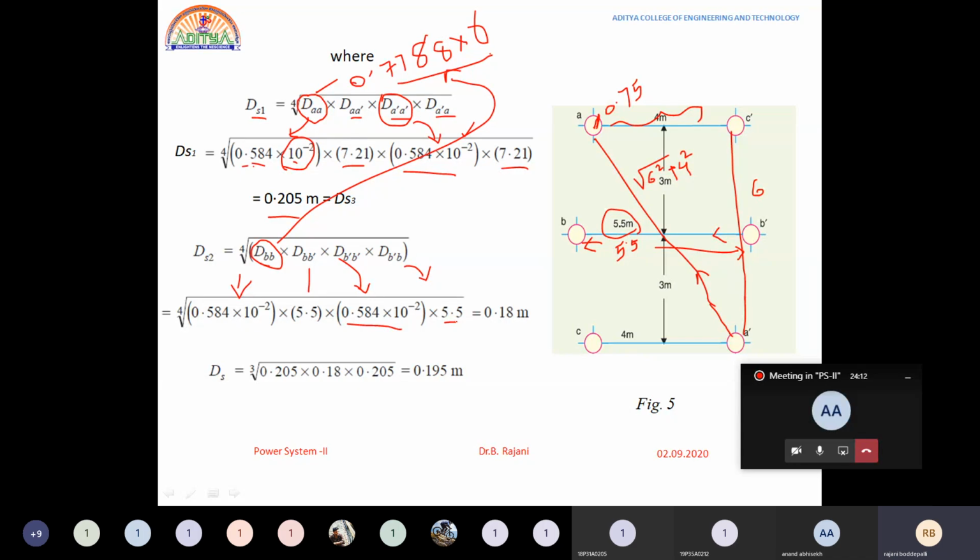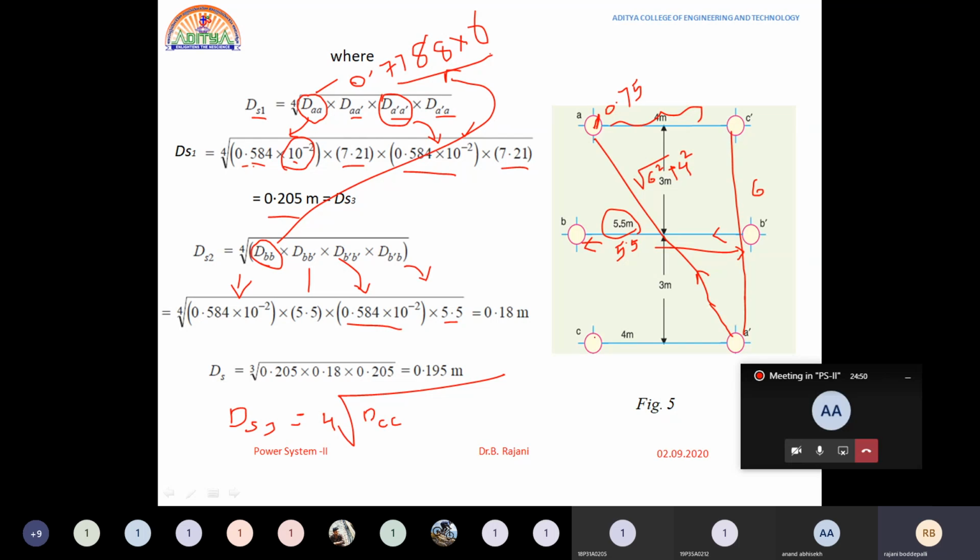Here we are having ds1 is this and ds2 is this. We shall see that ds3 is, here we have written ds1 is equals to ds3. We will see whether it is equal or not. ds3. Now what is ds3 value? Is equals to 4 root dcc. What is that dcc value? DCC value is, see here, what is DCC? It is of 4 meters.